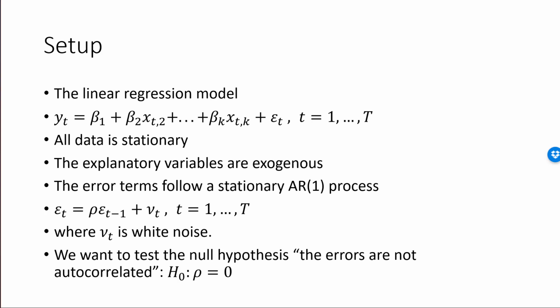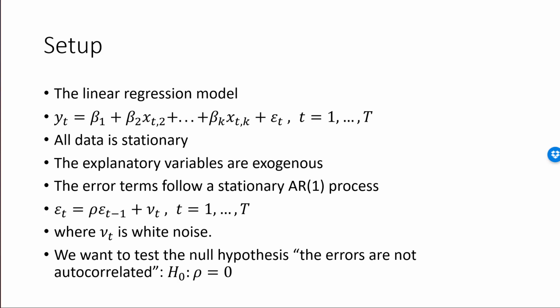If rho is different from 0, then there is a correlation between epsilon t and epsilon t minus 1, and we have autocorrelation. So the next question is then, how do we test this hypothesis? Because I don't have data on epsilon t. If epsilon t data was available, I could actually run this regression that represents the AR1 process and estimate rho, but I can't do that since the error terms are unknown.